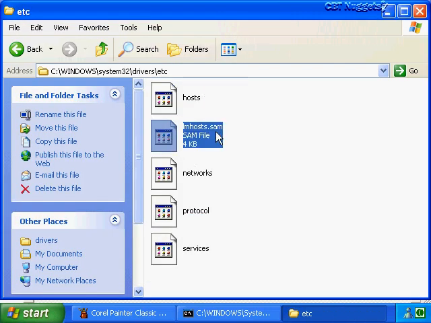The NetBIOS alternative to this file is right here. It's called lmhost, short for LAN manager hosts. And to actually use this, you would have to remove the extension of .sam. .sam is meant for a sample file. But for the computer to actually use and recognize this file, make sure you remove that extension.